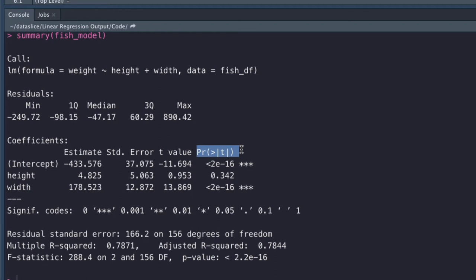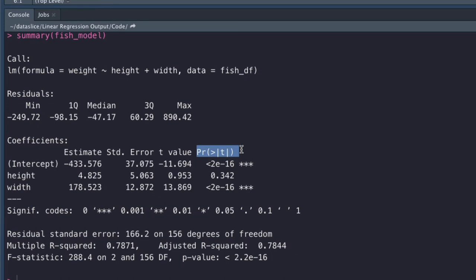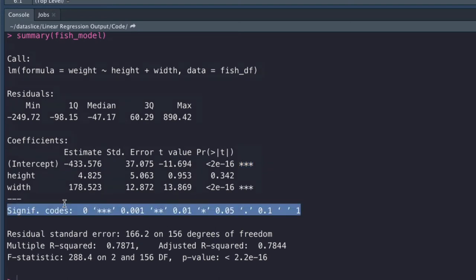And that brings us to the last column, which is Pr(>|t|), which gives us a p-value for the t-test. If the number is small, and we typically use 0.05 as a benchmark, it means that it's unlikely that the relationship between the y variable and one of the coefficients was due to chance. There are these stars or periods next to your estimates, and these represent the significance. So there's a key down here showing significance codes where more stars implies more significance.